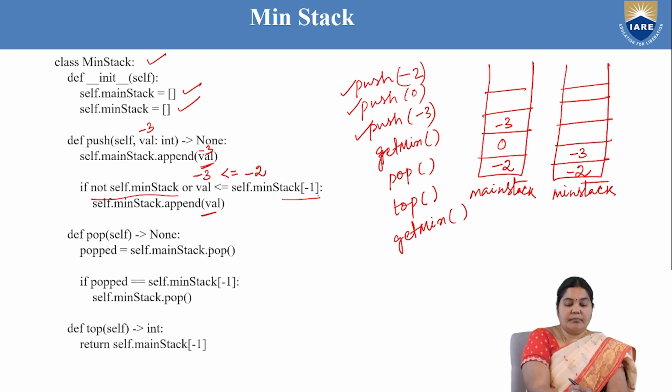Okay. Now, the 3 push operations you have done. Now, the get min function you have to write. So, how will you write? Definition get min. Okay. Now, nothing you have to pass. So, we can simply write self.